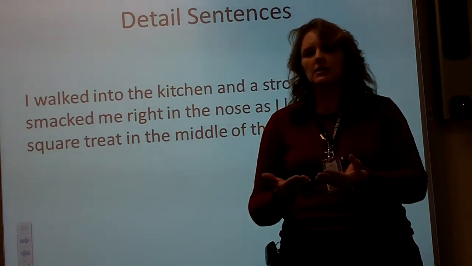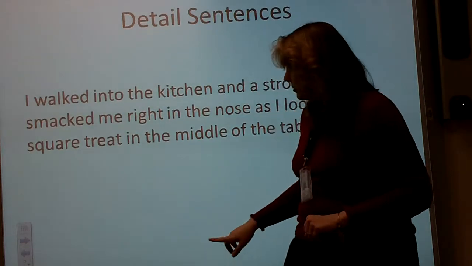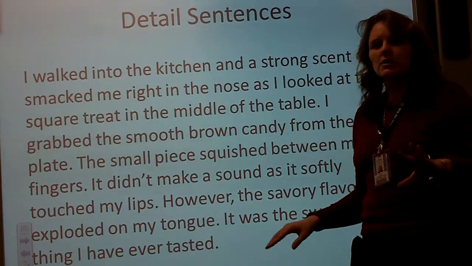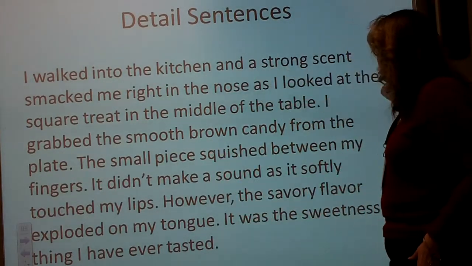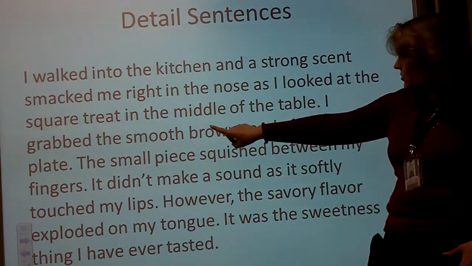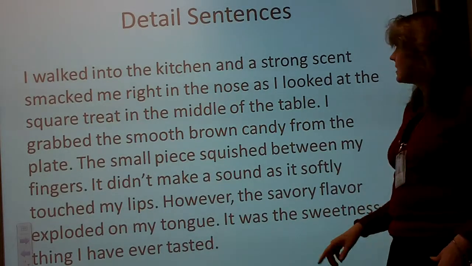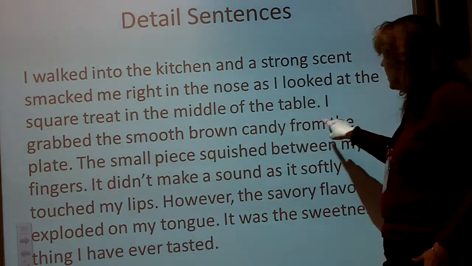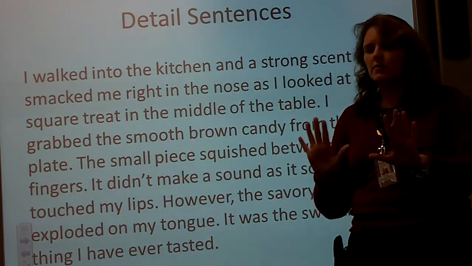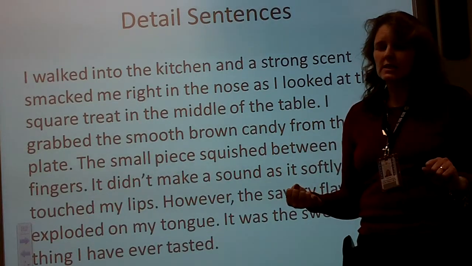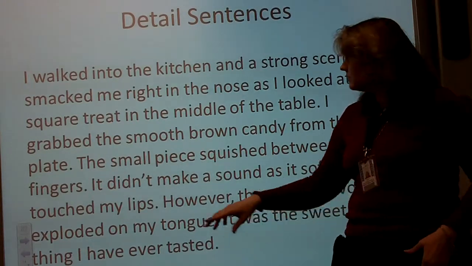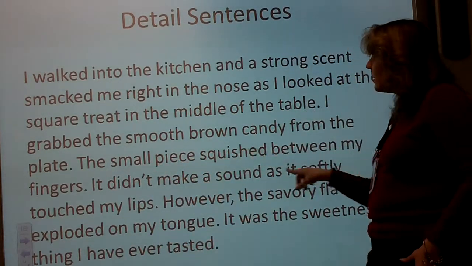So I'm going to keep adding my details a little at a time. I'll show you what mine ended up looking like. Here's my details, and I'll walk through them with you so you can see what I did. We've already got that first one: I walked into the kitchen and a strong scent smacked me right in the nose as I looked at the square treat in the middle of the table. Now here's my next sentence. I grabbed the smooth brown candy from the plate. Smooth as touch, brown as look. Two different senses, only 2 detail words in that sentence. Now I stop, I got a period, finish that thought. Okay, now I keep going. The small piece squished between my fingers.